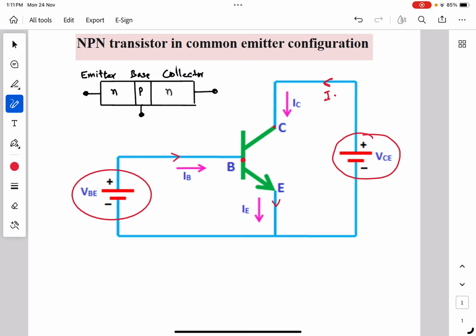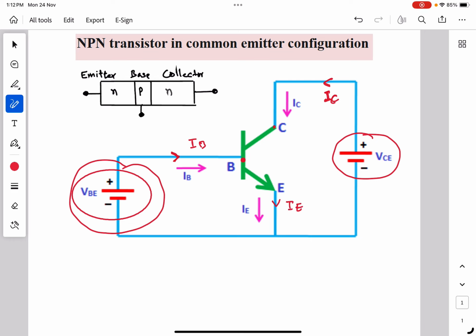This is IC. Also, around 5% of electrons which are not able to cross the collector, they go into the side of this battery. Therefore, current IB flows into the opposite direction. So this is current IB, this is current IC, and this is current IE.